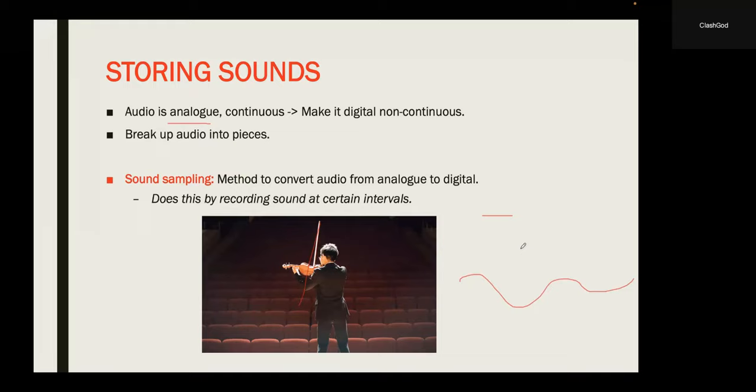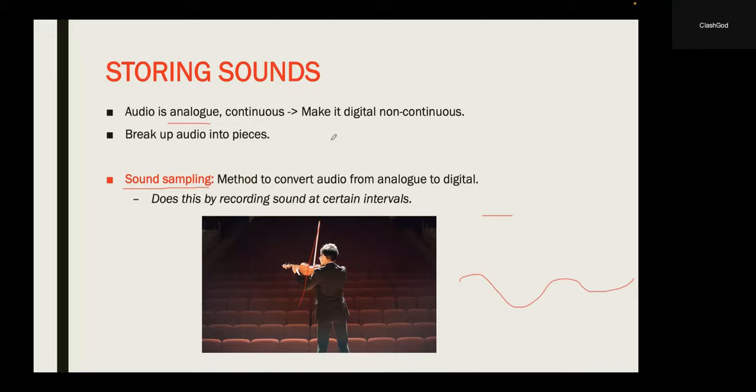So how do we make it from an analog and continuous flow of music into digital music, which is non-continuous? We use something called sound sampling. This is really, really important. Sound sampling is the method that we use to convert this flowing, continuous music into digital music, which is non-continuous. And I'll show you more detail later.